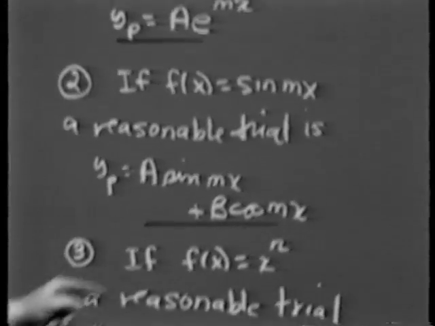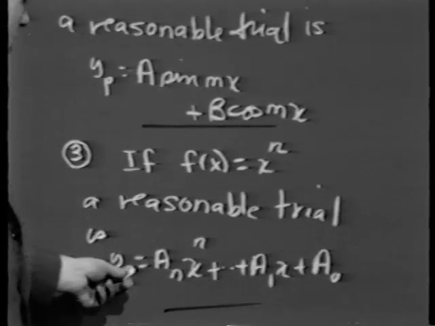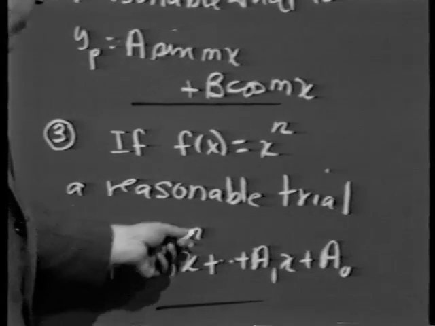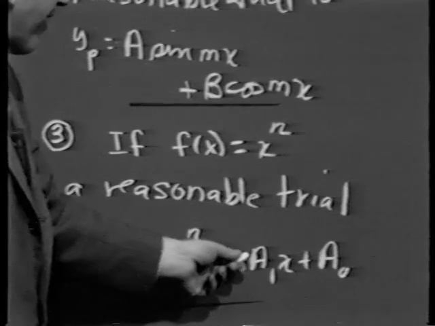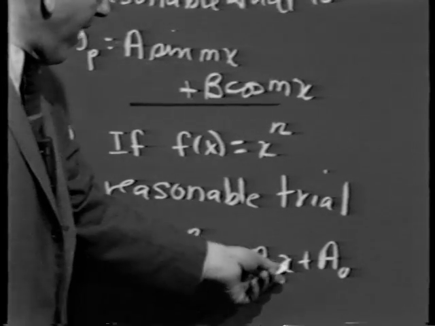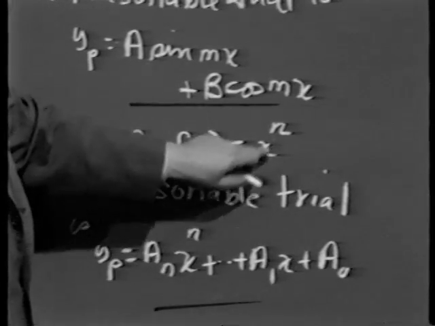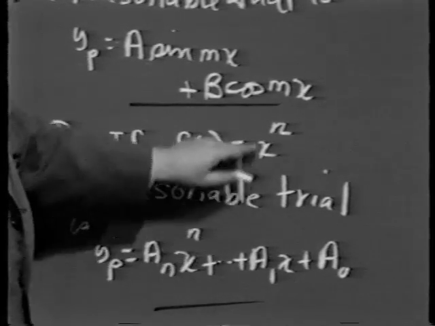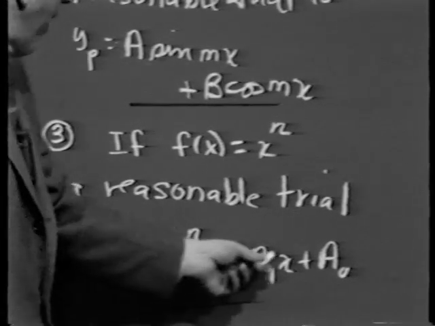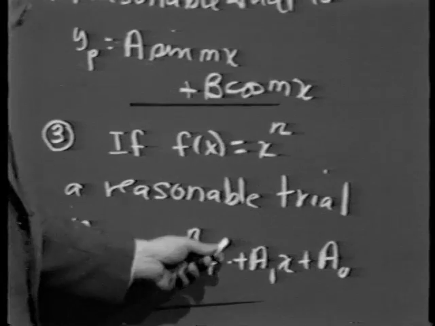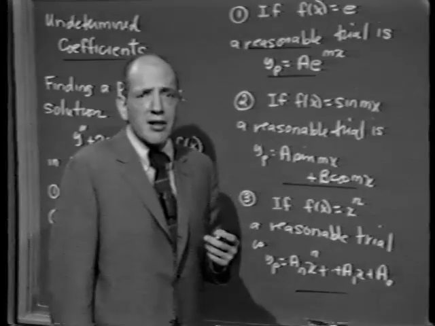And in the final case, if f of x is x to the n, a reasonable trial is y sub p equals some constant times x to the n plus some constant times x to the n minus 1 plus, etc., some constant a1 times x plus, etc., some constant. In other words, if the right-hand side is a simple power of x, where the exponent is a whole number, we simply try as a trial solution the most general polynomial of that degree. And I think the best way to show this now is by example.